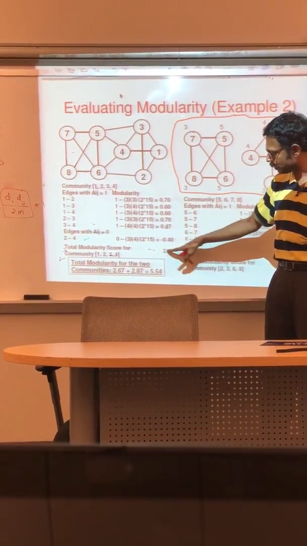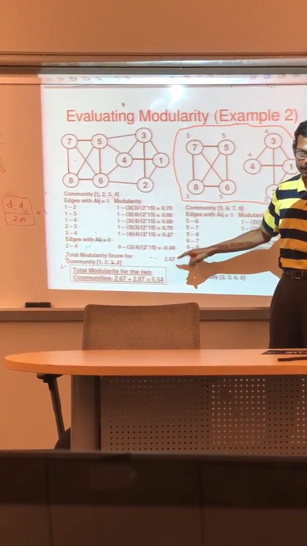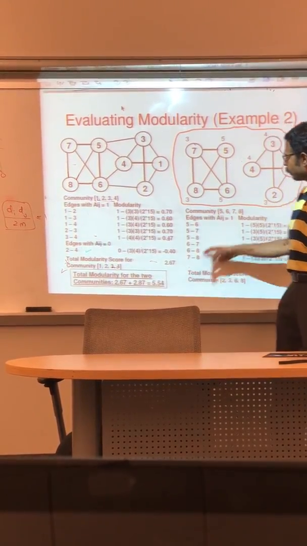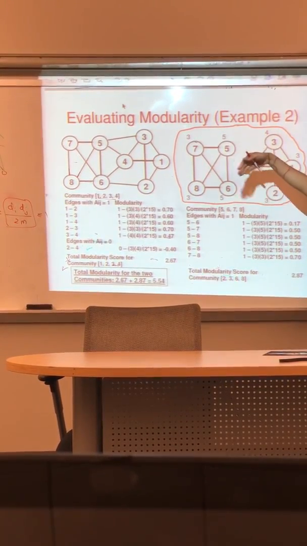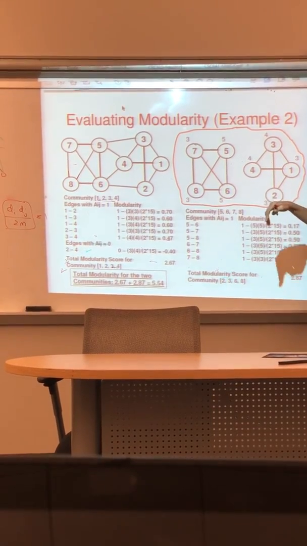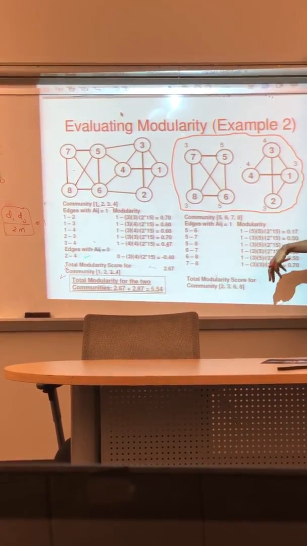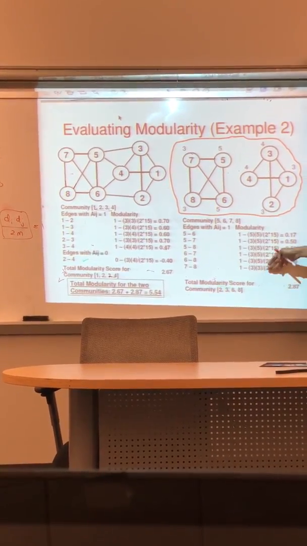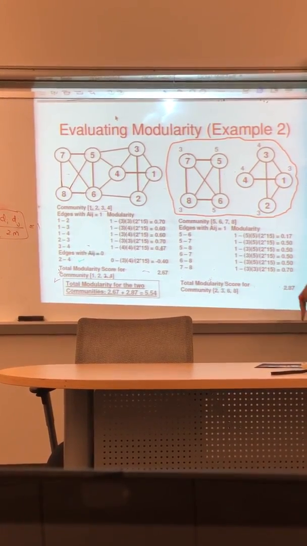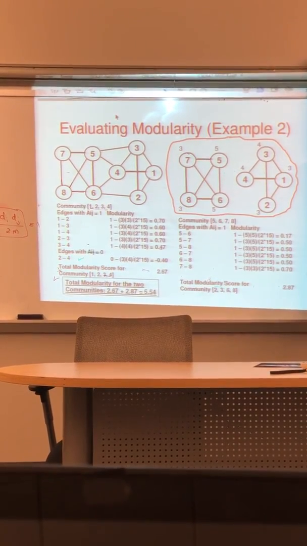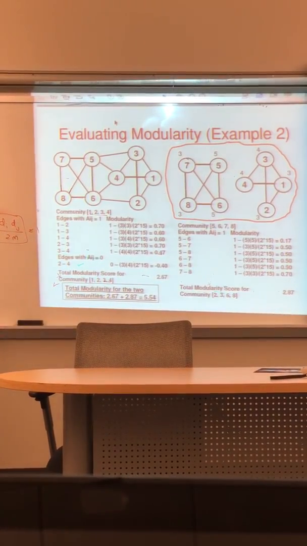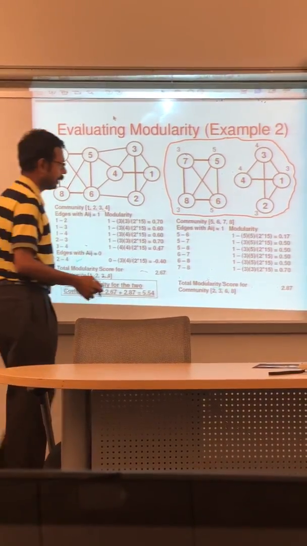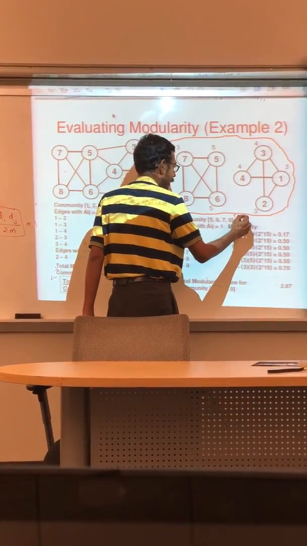So the sum is going to be relatively larger, so 2.67. If you do it for this other community, 5, 6, 7, 8, you see here everybody is connected to everybody else, right? In 5, 6, 7, 8. So you're going to have all positive modularity scores. So the sum is going to be also larger. Okay, so there's a name. If all the vertices in a community are connected to every other vertex, then that is also called a clique.